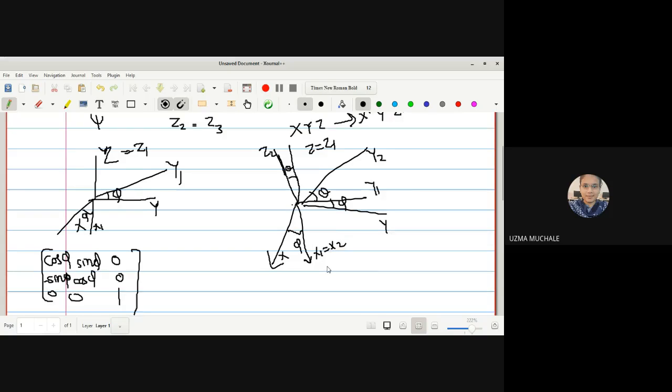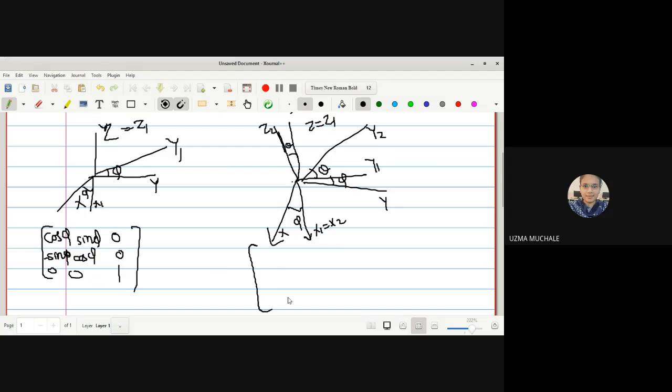And here we write down the matrix which we obtained for the second rotation. As we are fixing the x-axis, the first row and first column are fixed: 1, 0, 0, cos theta, sin theta, minus sin theta, cos theta. Right. Next, we found the rotation about the z2 axis, that means z2 is fixed.